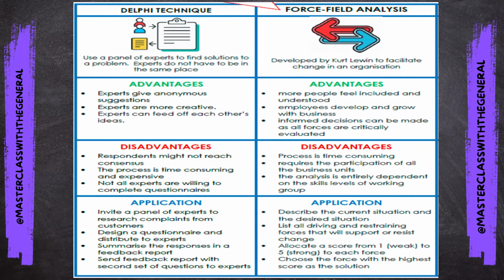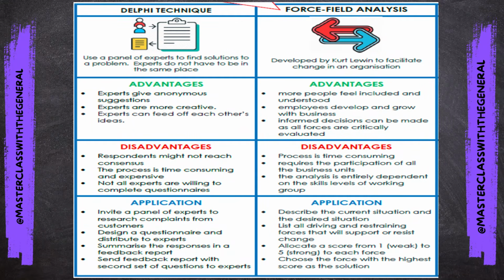Number three, summarize the responses in a feedback report. So when we receive the responses from all our experts, we put them together, we come up with a report on what they have said, and we now take that feedback report, send it to the experts again, this time along with the second questionnaire for them to answer any further questions we still want to know. Then at the end of that, send the feedback report with second set of questions to experts. So this process is going to be repeated. It can go 5 times, 6 times until the business has received all the answers that they need.